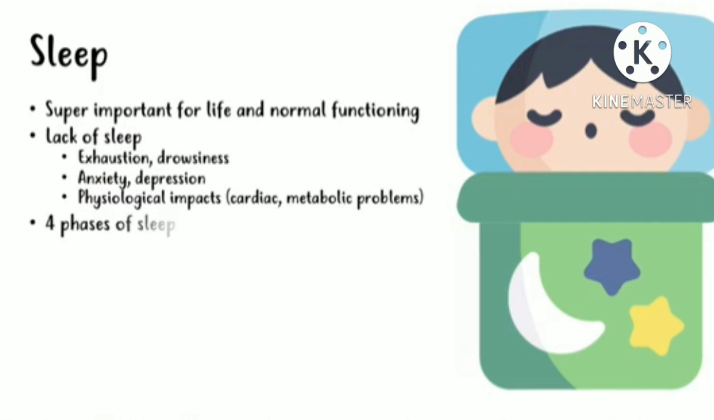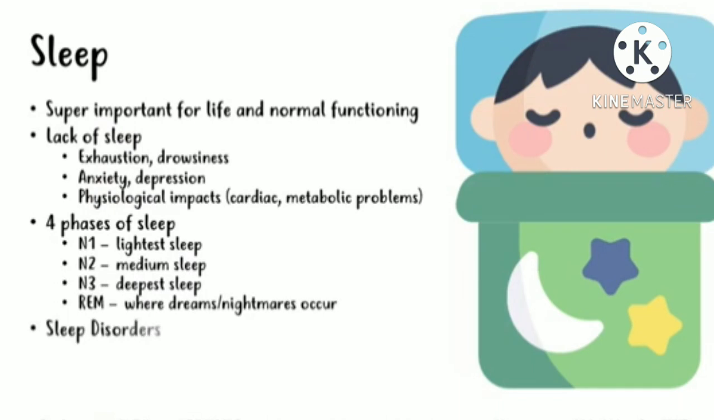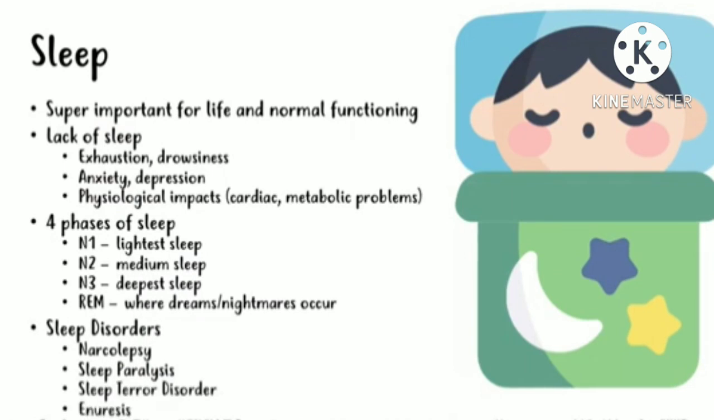Now, there are 4 main phases of sleep that you need to know. We're going to talk more about it, but just so you know, there's these 4: N1, N2, N3, and REM sleep. Okay, that's the 4th phase. And then there are 4 sleep disorders you need to know for step 1: narcolepsy, sleep paralysis, sleep terror, and enuresis. So in this video, we're going to be discussing more about the 4 phases of sleep and each of these sleep disorders and what you need to know for step 1.